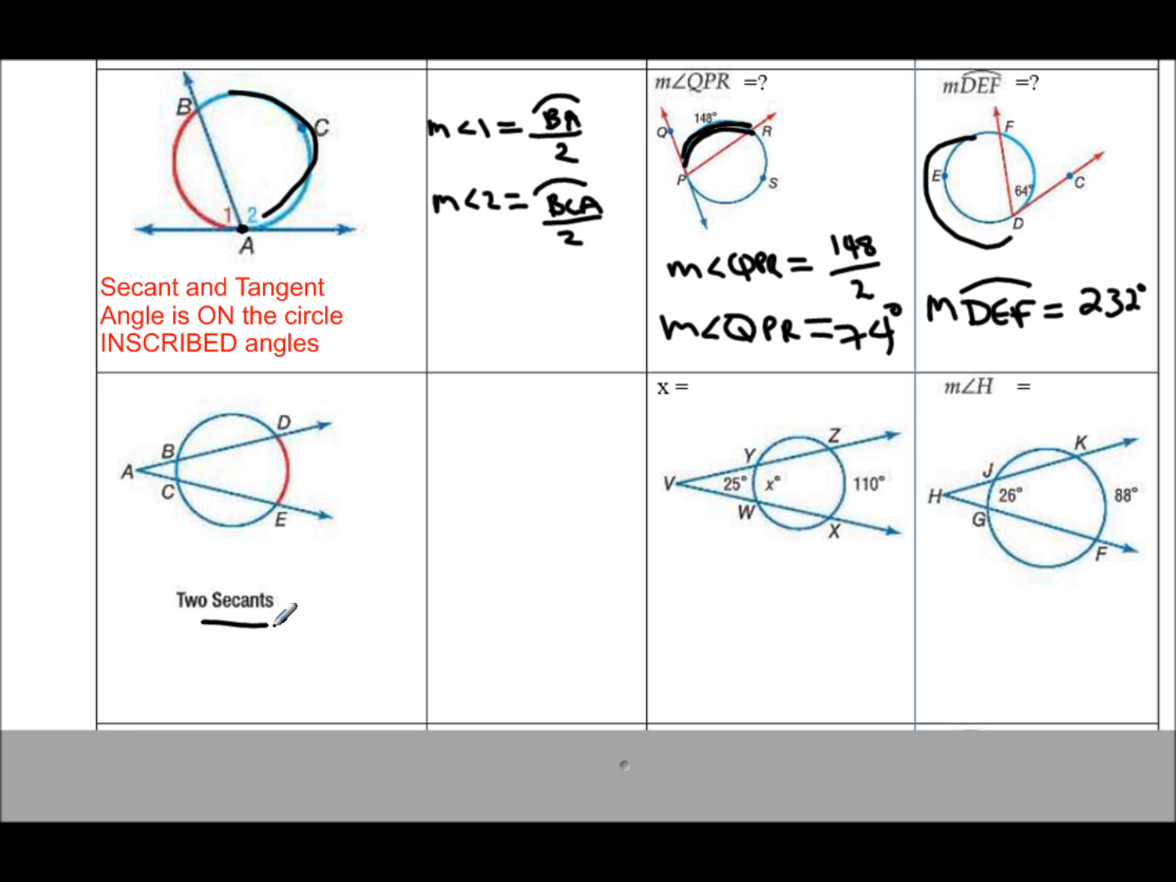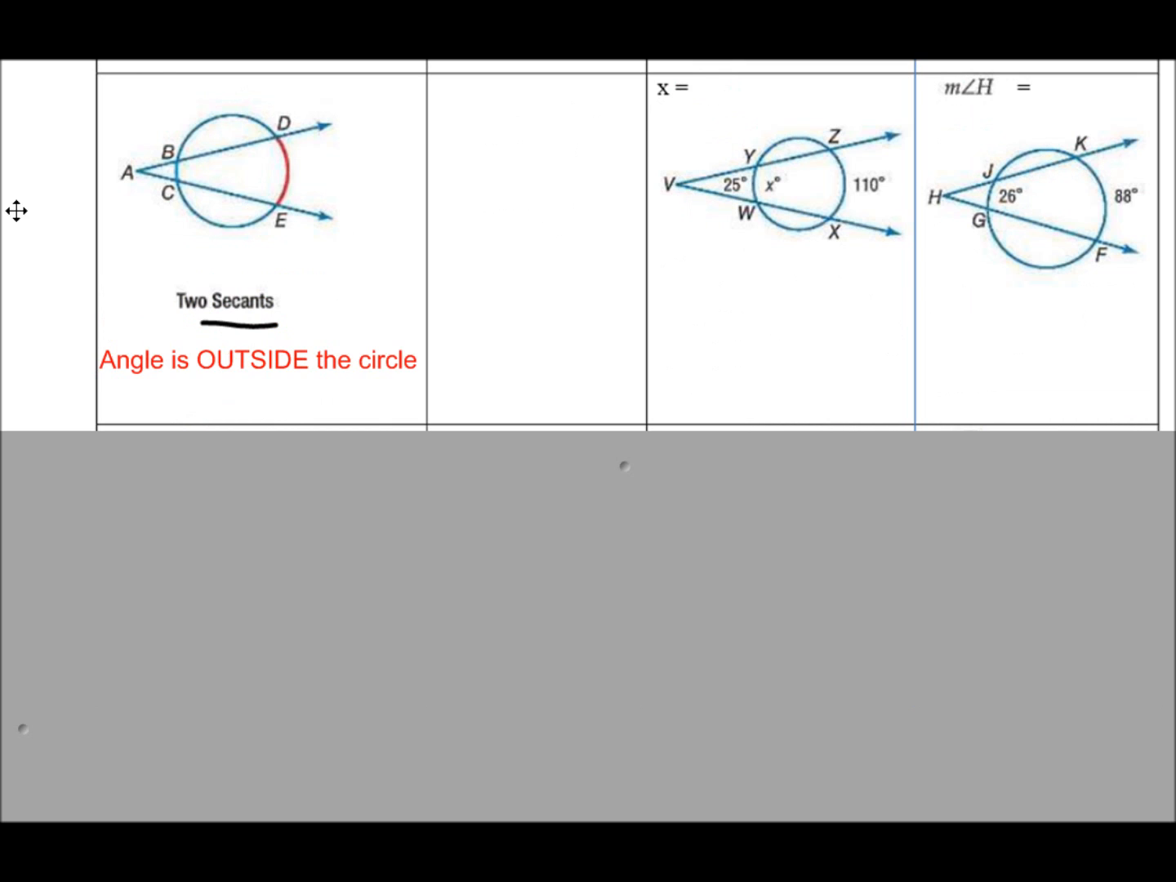The next angle measure is formed with two secants. And with two secants, the angle that we're looking for is going to be outside the circle. When you have an angle that is outside the circle, it's going to be a subtraction problem. The way I think about it is like money out of your pockets. You're taking away from what you had in your pockets. You're subtracting. So when the angle exists outside the circle, it's going to be a subtraction problem.